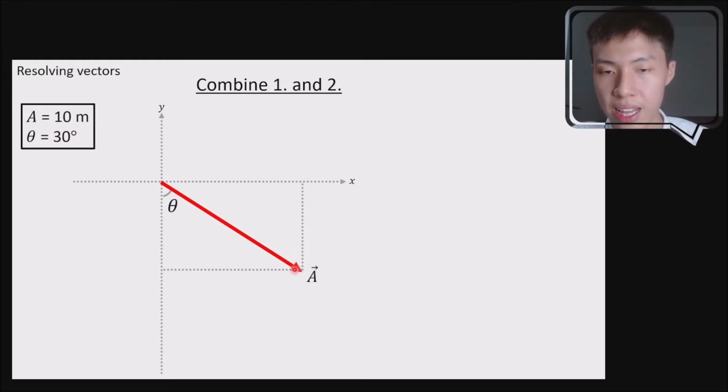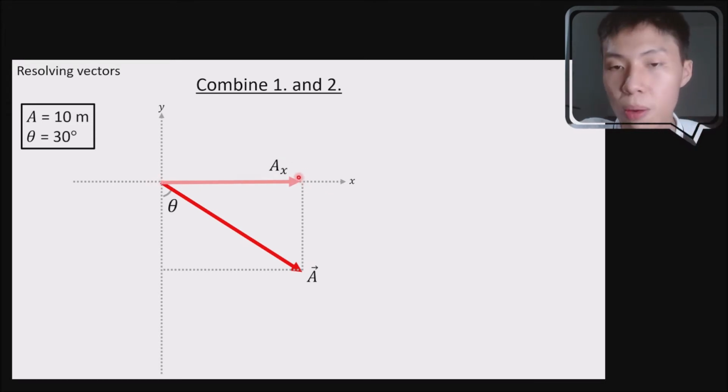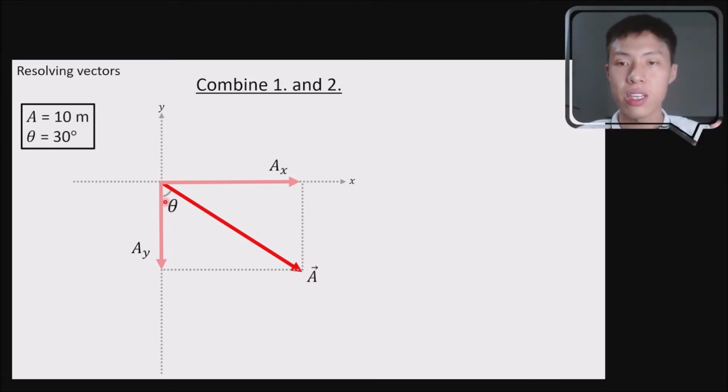Okay, so now if you want to resolve it, what do we do? We draw dotted lines that is perpendicular to the y-axis. We draw a dotted line that is perpendicular to the x-axis. We have discussed this earlier. Then we know that the side that is on the x-axis will be the x component of A, whereas this side will be the y component of A. So we draw this on the diagram first. This is us trying to analyze it graphically first.